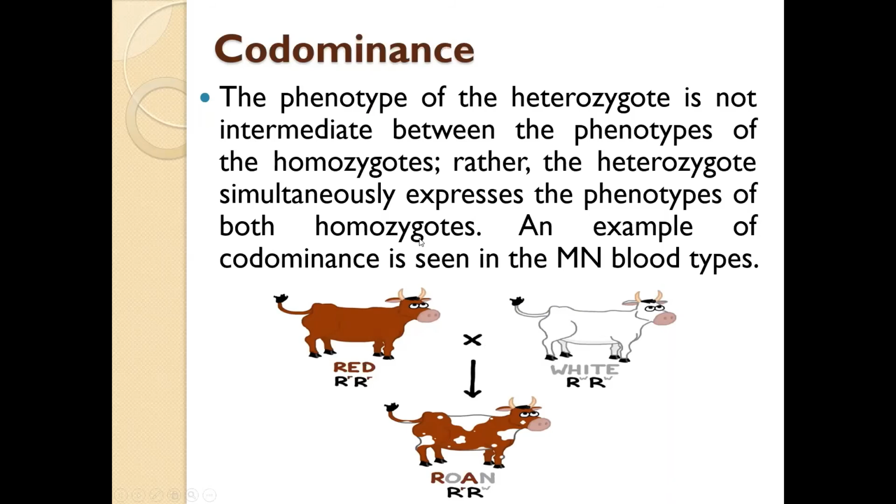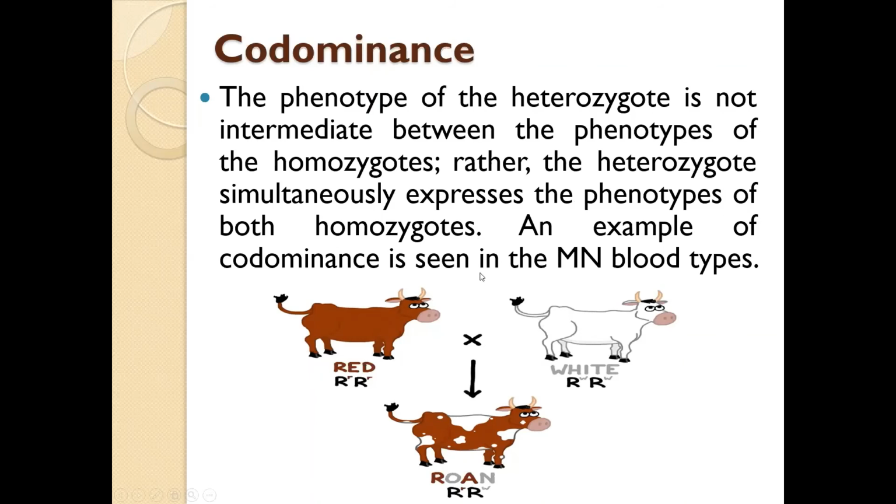So that basically depends on the type of gene and the type of gene product. The phenotype of the heterozygote is not intermediate between the phenotypes of the homozygotes. The absolute red and absolute white are the homozygous conditions, and the heterozygous condition is not the intermediate of the homozygous. So in this case, we do not get a pink cow, but instead we get a cow having both red and white color on its body. Rather, the heterozygote simultaneously expresses the phenotypes of both homozygotes.